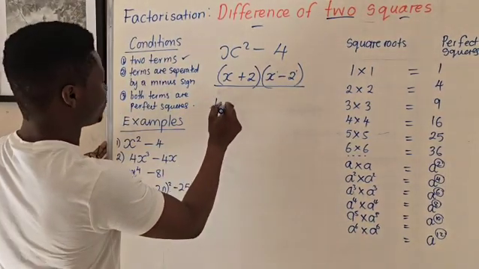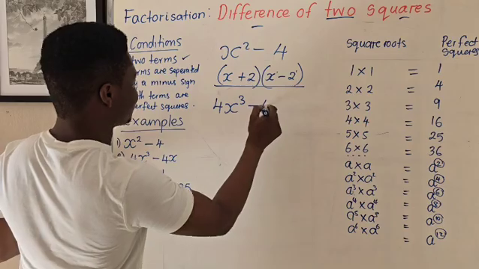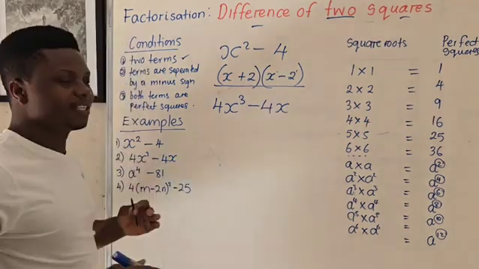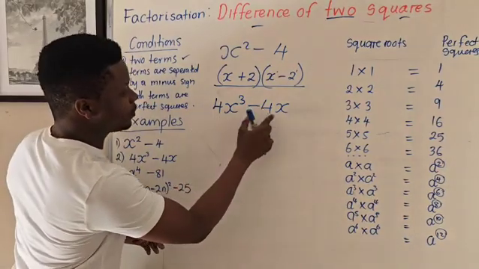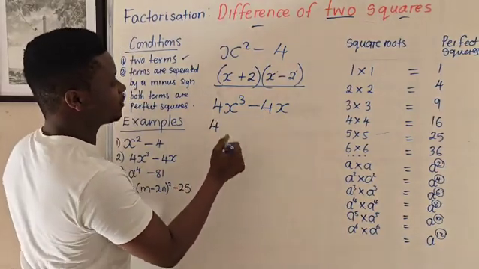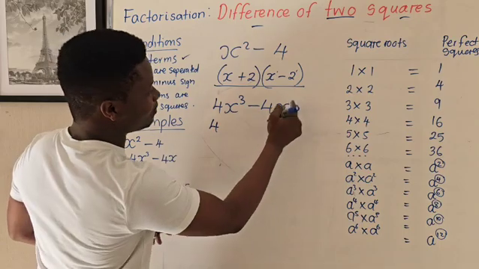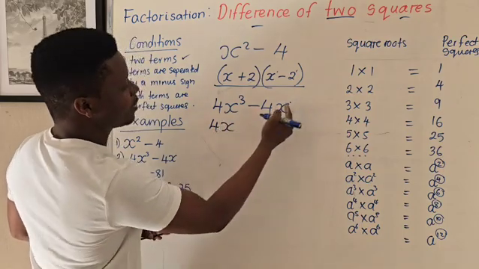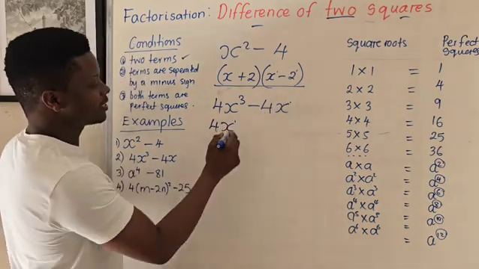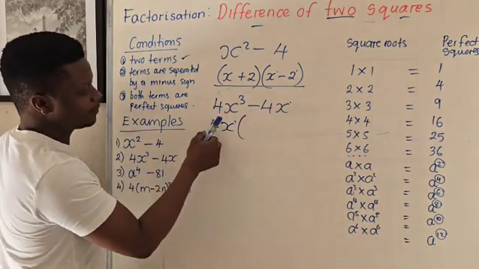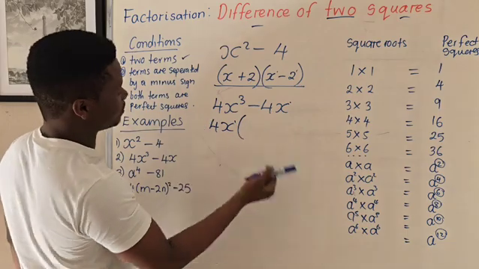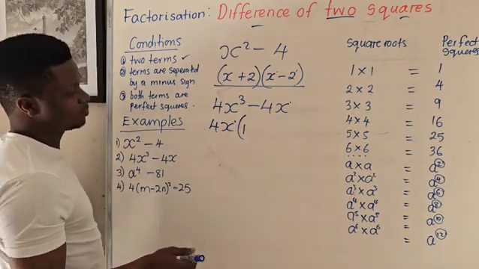Let's try the next one, 4x to the power of 3 minus 4x. First step is to take out the highest common factor, and as you can see, 4 in these two terms, 4 is the highest common factor. X to the power of 3, x to the power of 1. X is also common, but you take the power of 1, the smallest. Then we divide. 4 divided by 4, we get 1. I can write it or choose not to write it.